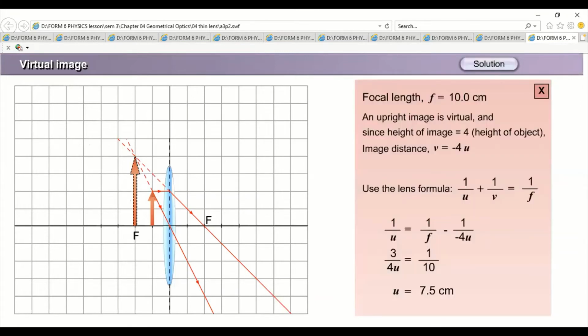So from here, we can conclude that for a focal length of 10 cm, an upright image is virtual, and since the height of the image is 4 times, the image distance V will be negative 4U. So use the lens formula, 1/U plus 1/V. We substitute the information above into the formula, and we get that U is equal to 7.5 cm.